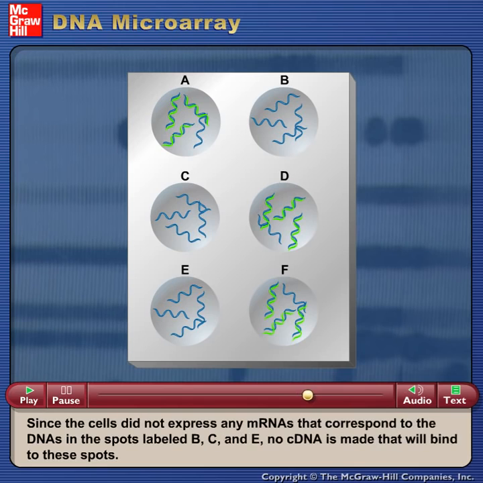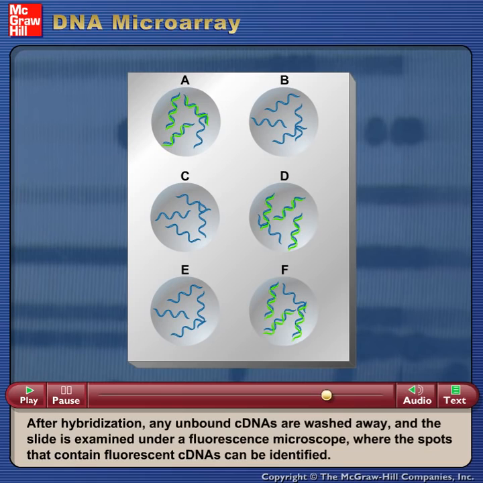Since the cells did not express any mRNAs that correspond to the DNAs in the spots labeled B, C, and E, no cDNA is made that will bind to these spots. After hybridization, any unbound cDNAs are washed away, and the slide is examined under a fluorescence microscope, where the spots that contain fluorescent cDNAs can be identified.